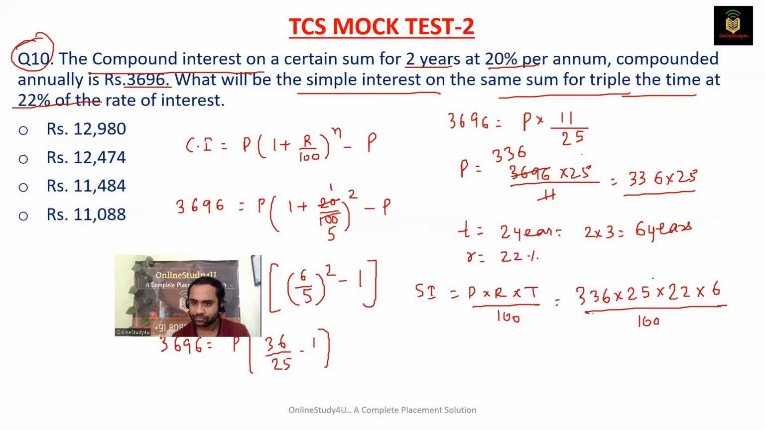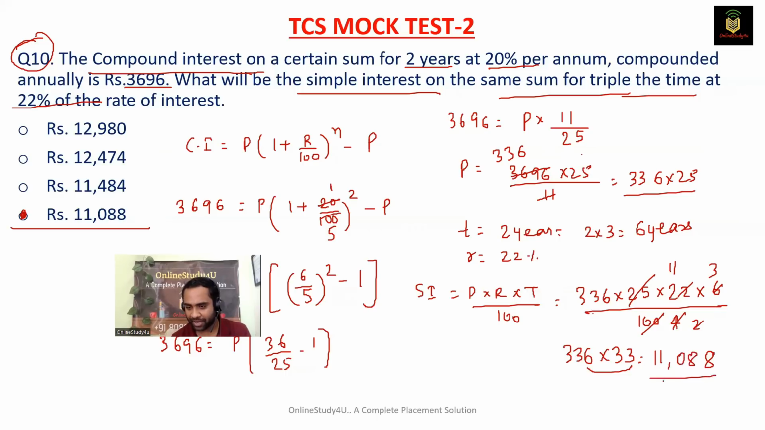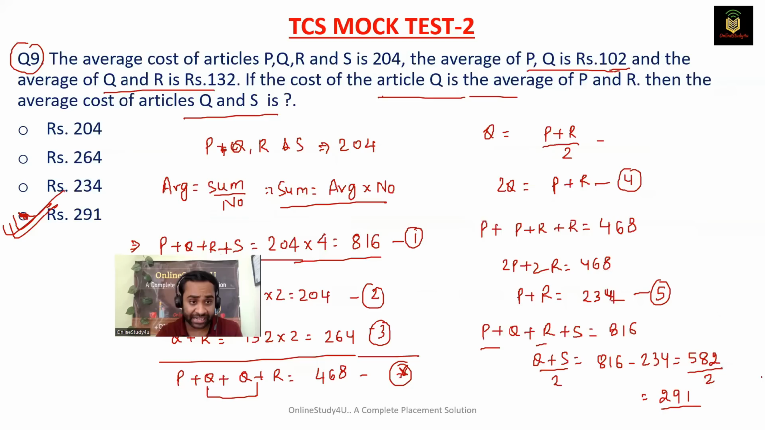Now 25 fours are 100, and then 2 twos, 2 threes, and 2 elevens. So 336 into 33. If we solve this, 3 into 6 will be 18, and 8 will be at the end. So there is only one option, this is option D. If you multiply, or use a calculator, you will get this particular value as the answer. So I hope you have understood all the 10 questions.